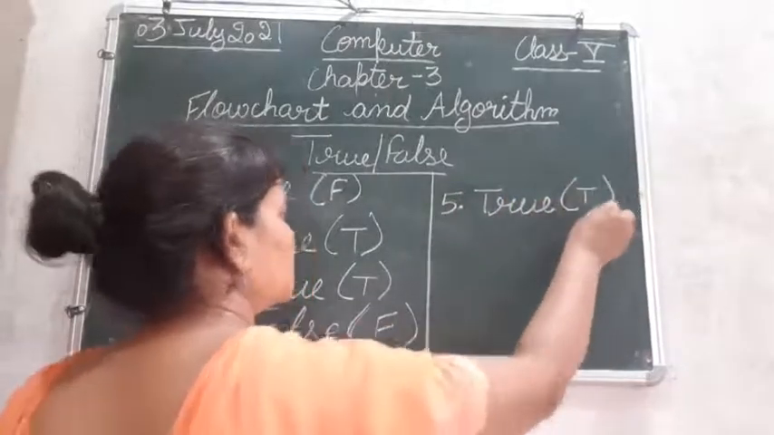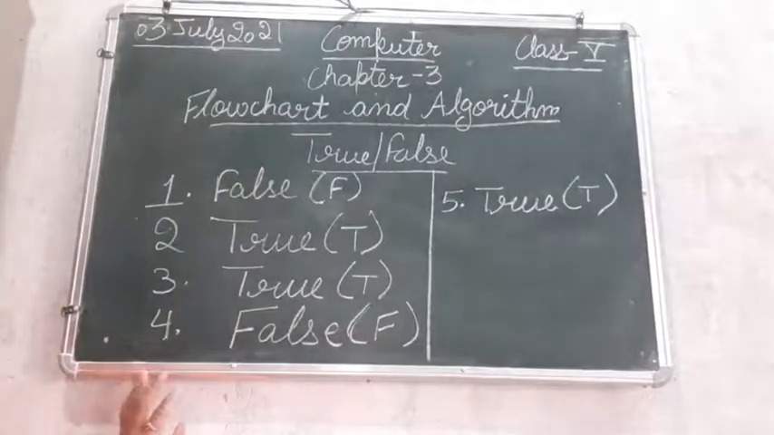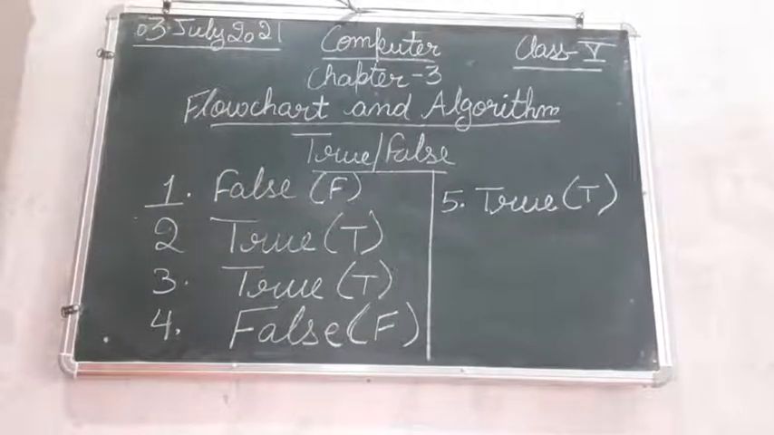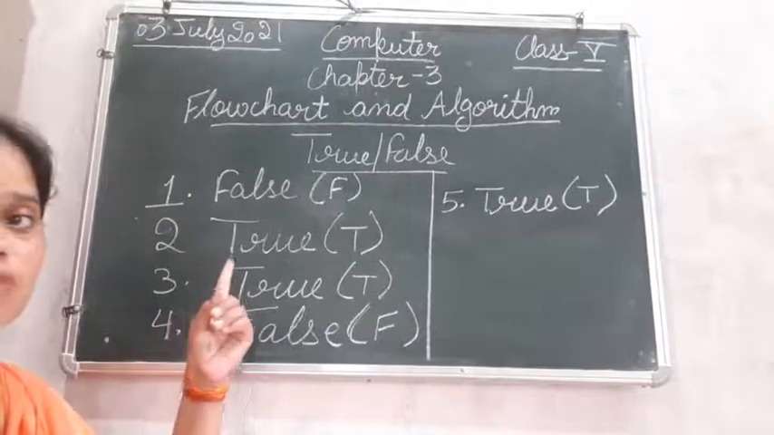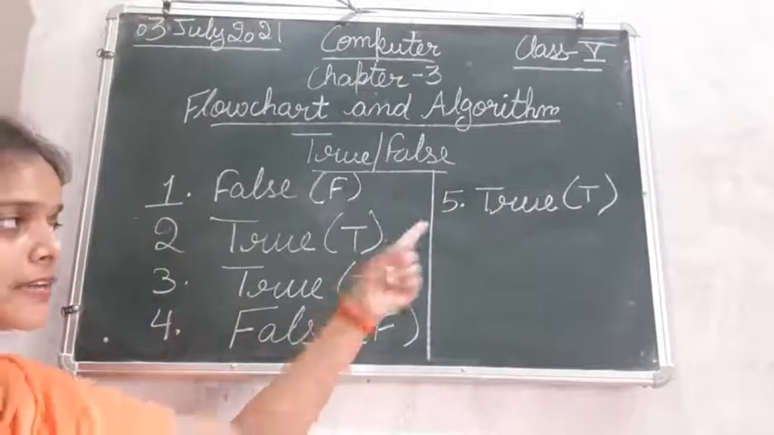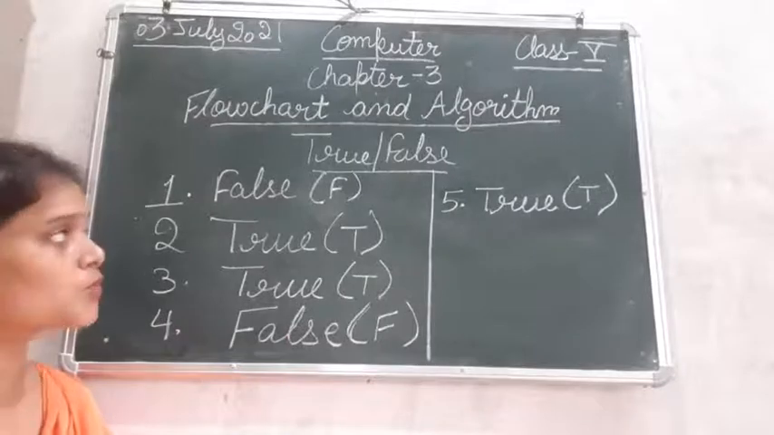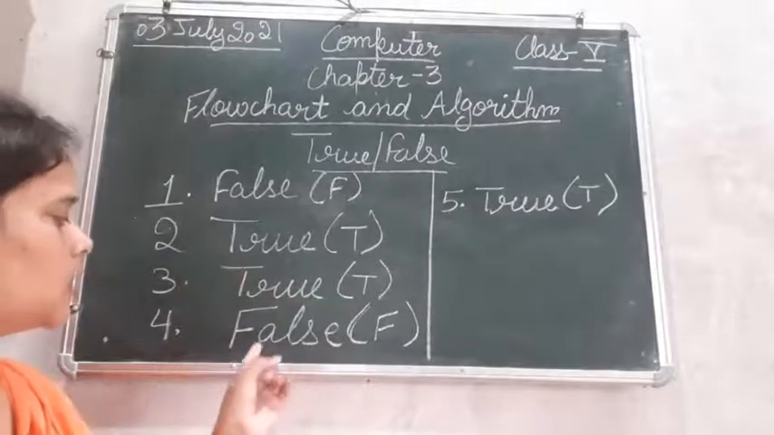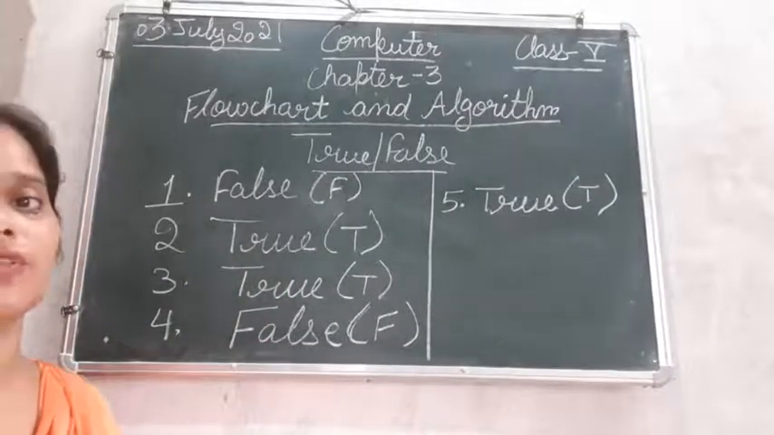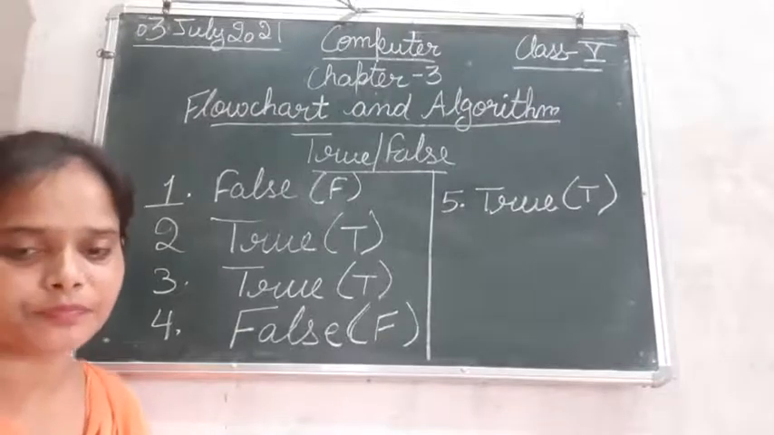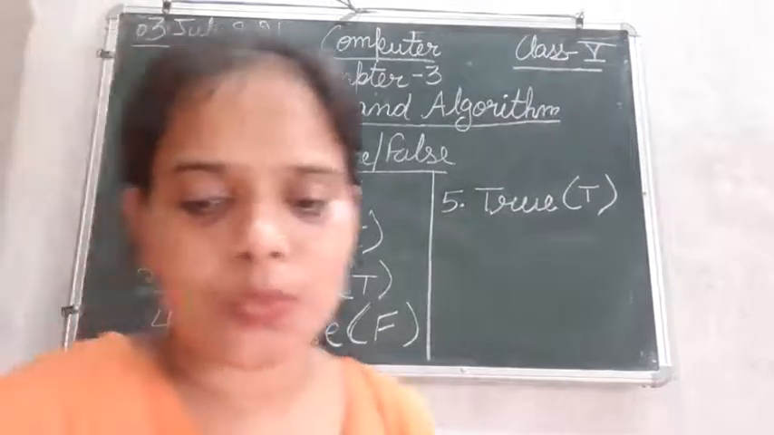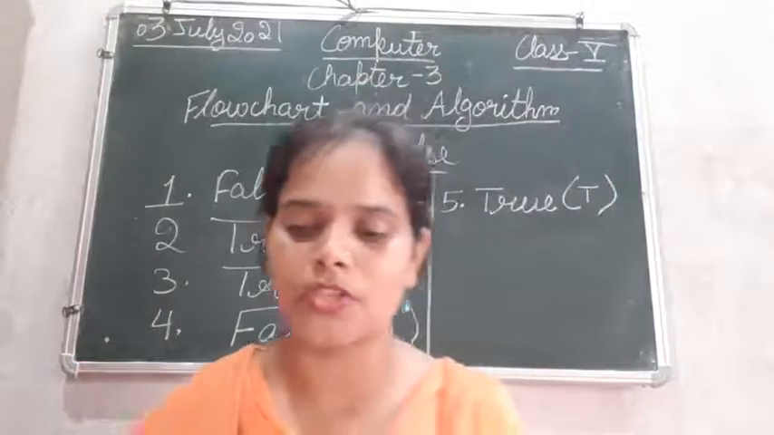T stands for true. Okay, so these are the true false from page number 22. First is false, second is true, third is true, fourth is false, and fifth is true. So first and fourth are false and the rest of the three are true. Clear? Chaliye. So with this we have done the true false as well from the chapter.